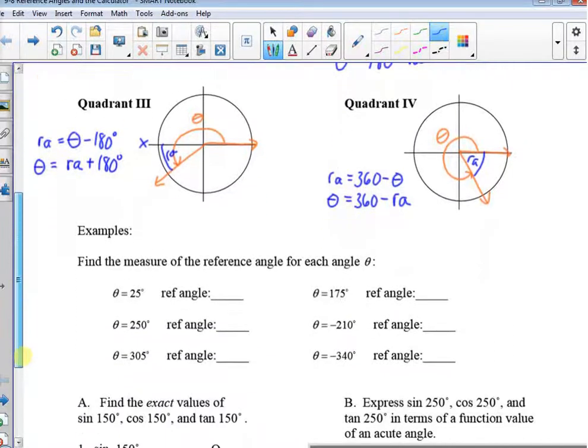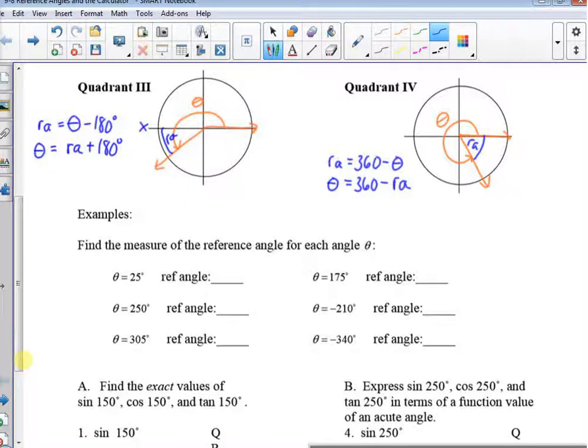Okay, so for examples, find the measure of the reference angle for each angle. So in quadrant 1, if you're at 25, the reference angle is 25. For 250, if theta is 250, that tells me that I'm in quadrant 3. Remember down here is 270. So I'm in quadrant 3. So in quadrant 3, if I'm looking for the reference angle, I'm going to do theta minus 180. So I'm going to do 250 minus 180. So the reference angle turns out to be 70 degrees.